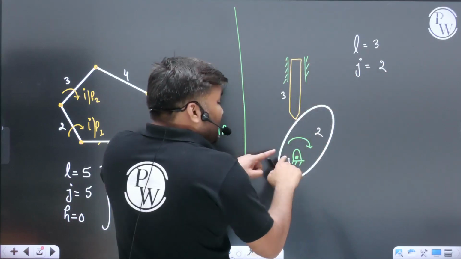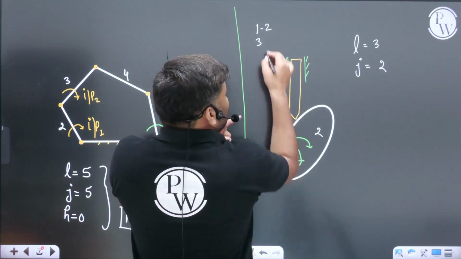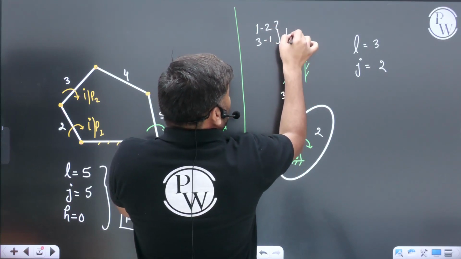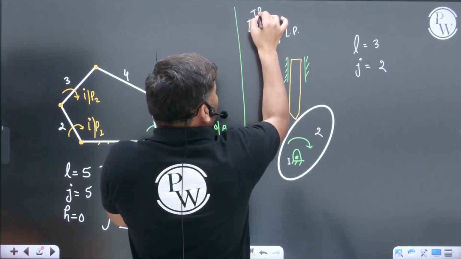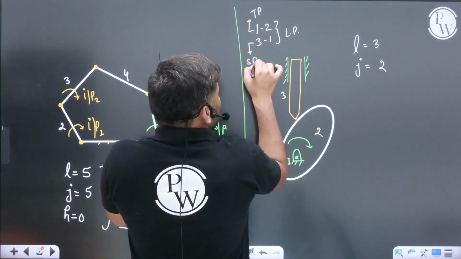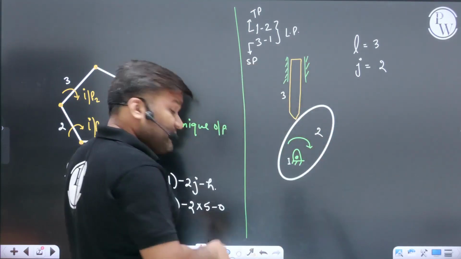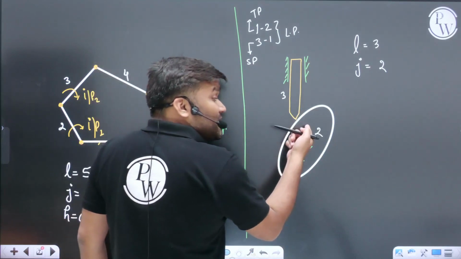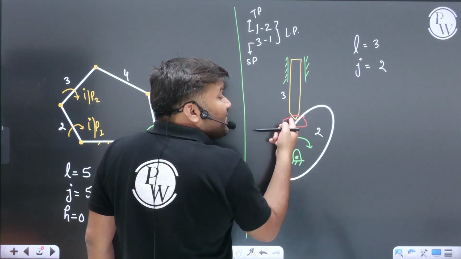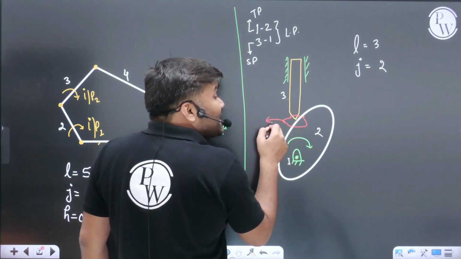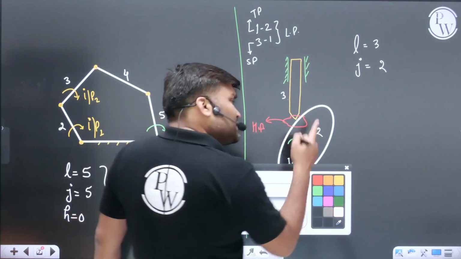Between 1 and 2, and between 3 and 1, we have lower pairs, surface contacts. Between 1 and 2 we have a turning pair and between 3 and 1 we have a sliding pair. Clear? Do you have any higher pair here? Yes, definitely we have one higher pair. Between link number 2 and link number 3 you can see we have very little contact, point contact. This is your higher pair. How many higher pairs are there? Sir, there is only one higher pair.